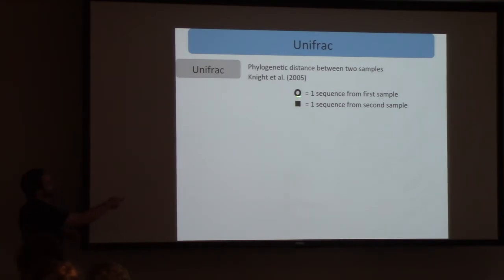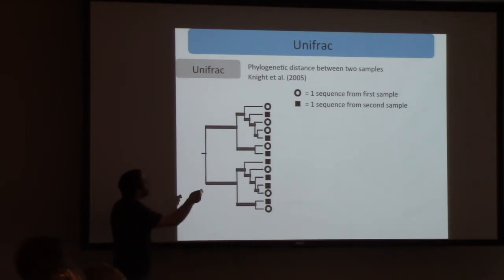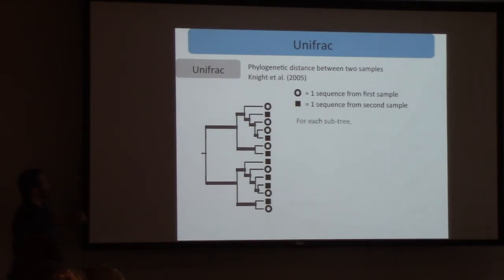So let's say that these circles represent sequences from one sample, squares from another sample. We have some underlying phylogenetic tree that we trust, that we know, and then somehow we place these sequences on the tree. And then we want to somehow say, what's the difference between these guys? When this paper first came out, the way that it was calculated was as follows.